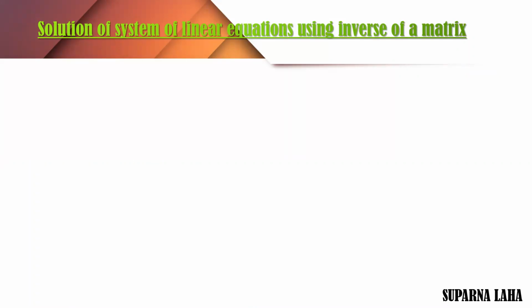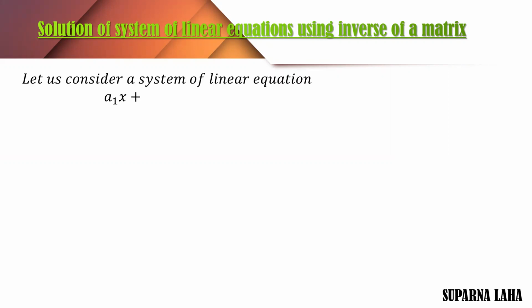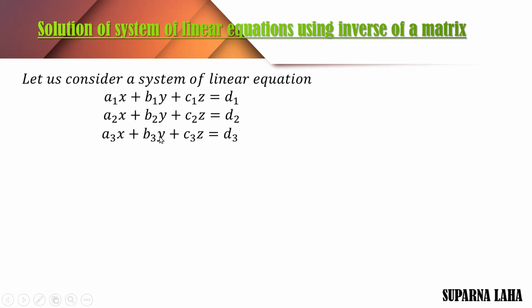Okay, so here I'm taking this system of linear equations given by a1x plus b1y plus c1z equals d1, and a2x plus b2y plus c2z equals d2, and a3x plus b3y plus c3z equals d3. So this is the given system of equations. Look here, three unknowns are there and three equations are there. Now we will represent this system of linear equations in the form of a matrix. So let's see how we will represent it.